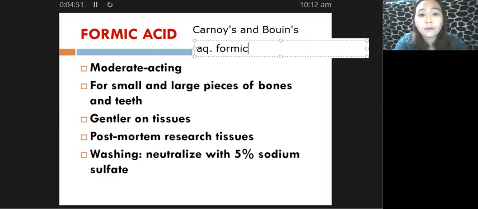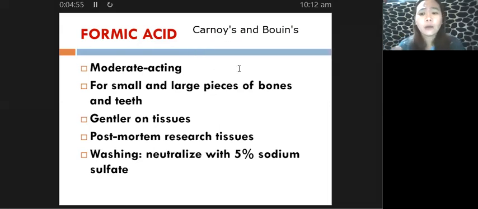Aqueous formic acid, I think this is in your module. It is prepared using 90% formic acid plus your formalin or your formaldehyde. The other solution is your formic acid sodium citrate. So these are the two formulations of formic acid that we can use for decalcification.